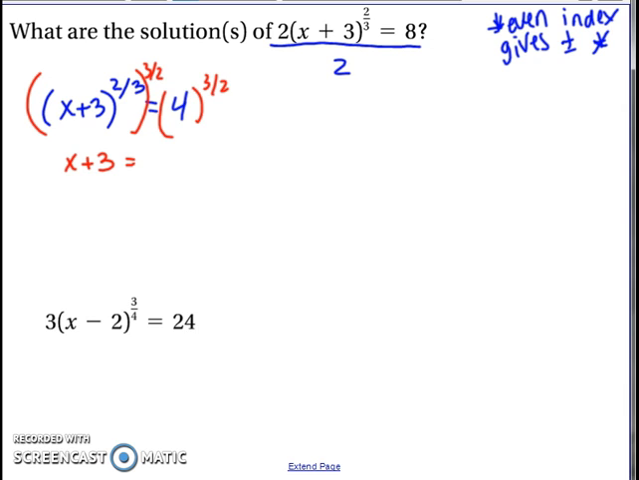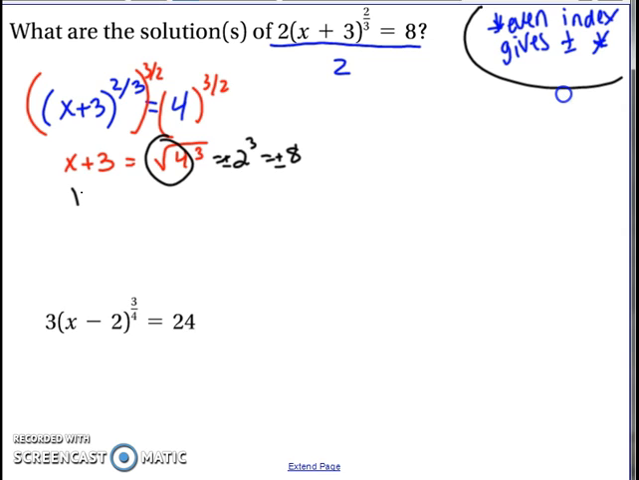Now 4 to the 3/2, we can rewrite that. And since we know that we can simplify this outside in, that's really going to be 2 to the 3rd, which is going to be 8. Now, when you take the square root of 4, that's really plus or minus 2. So when you raise it to the 3rd, you get plus or minus 8. So that's where this asterisk at the top gets brought in. So if you're taking the square root of something, you get plus or minus.